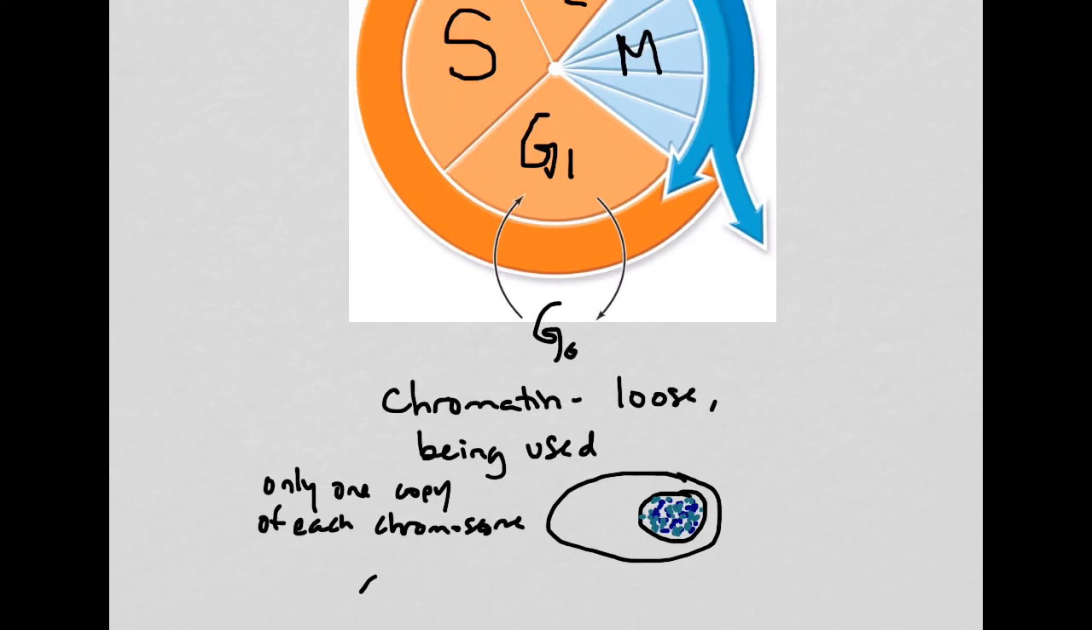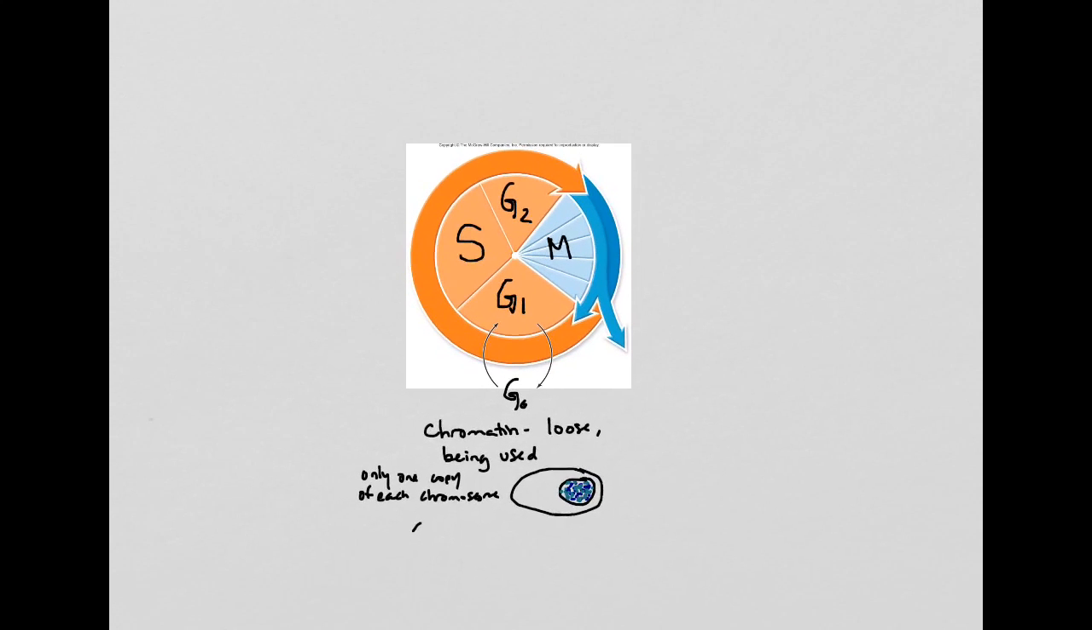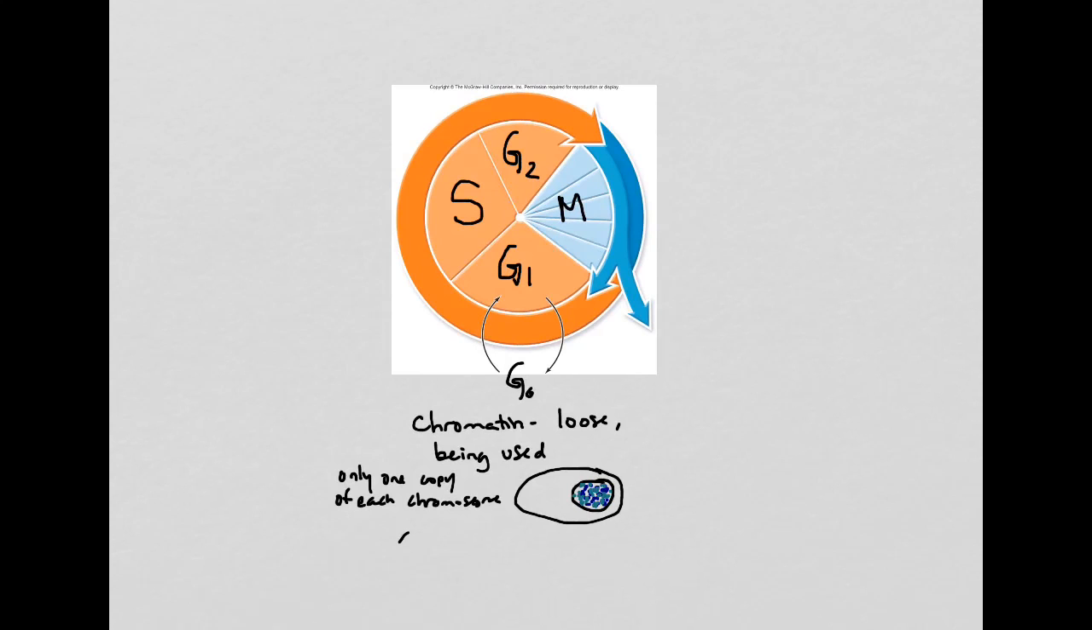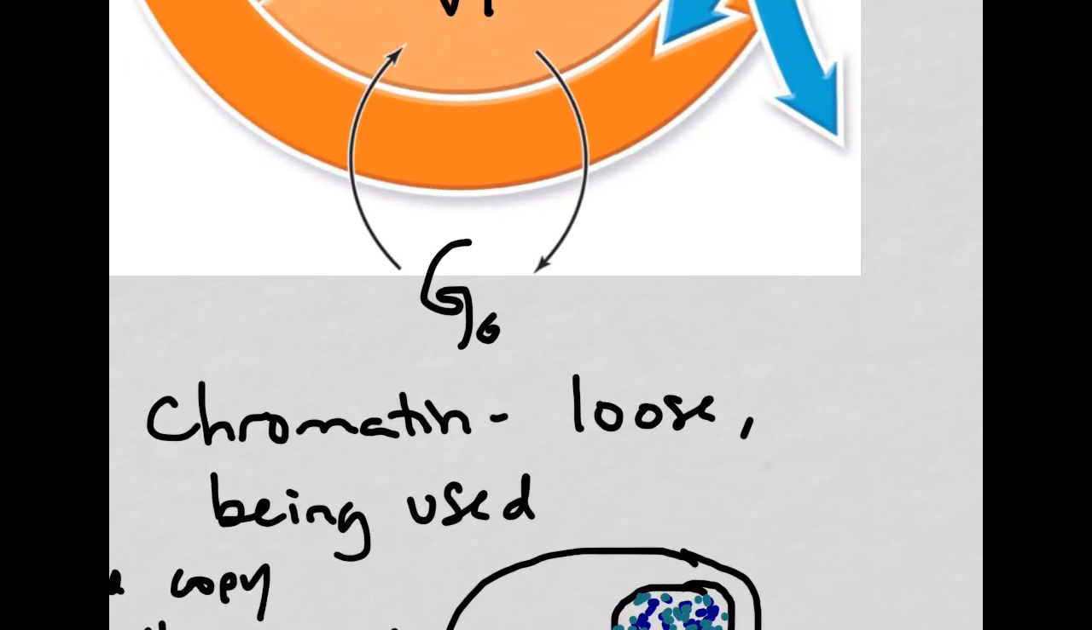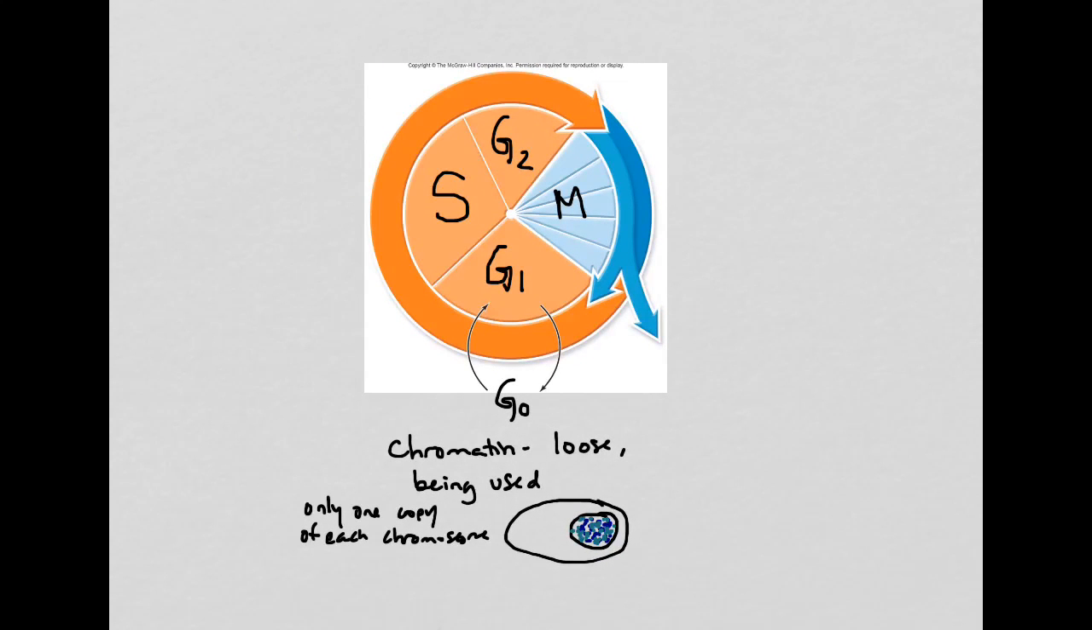All right, so the cell's going to go about doing his job and possibly going into G sub 0. He's going about doing his job, and he needs that chromosome to be loose so that it can be read. All right, so now in comes a signal that says, buddy, it's time to divide. You gotta go through cell division, so get ready. So what does it have to do to get ready?